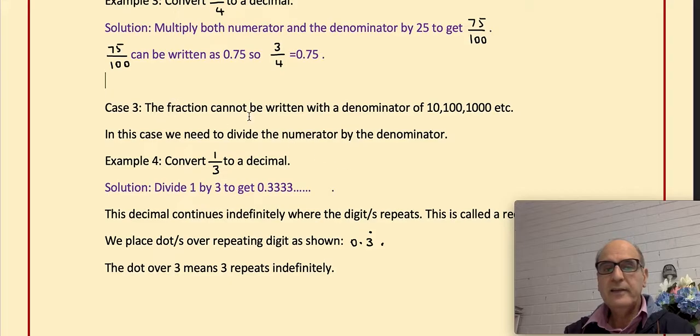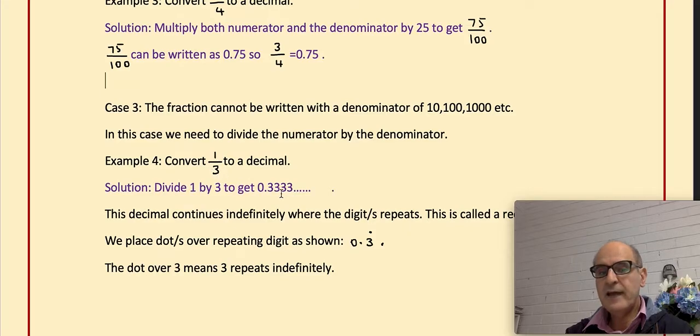And another case is when you have a fraction, but it is not possible to times by a number to change it into 10, 100, 1,000, 10,000, and so on. So it is not always possible for you to turn the denominator into a power of 10. What do you do in these cases? You just divide the numerator by the denominator. Remember, a fraction also means division. So divide 1 by 3.